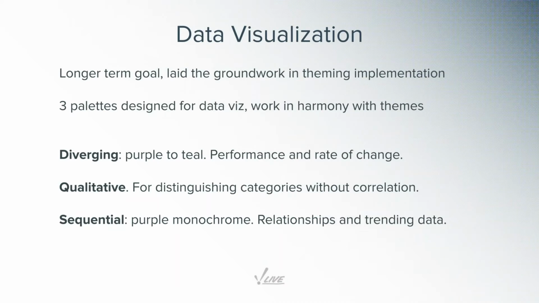So one of our longer term goals is these data visualization color palettes being applied throughout our products. With this feature implementation, we laid that groundwork for our theming implementation. They're going to be useful for different types of data visualization, including diverging, which is good for showing performance or rates of change. Also qualitative, which is great for distinguishing between different categories which don't have correlation. Additionally, we have finally the sequential palette, which shows relationships between trending data.